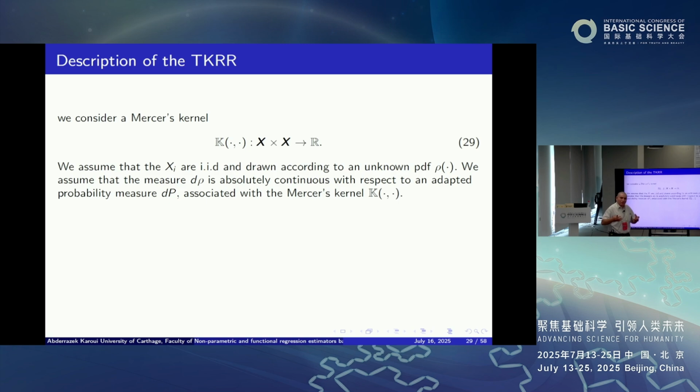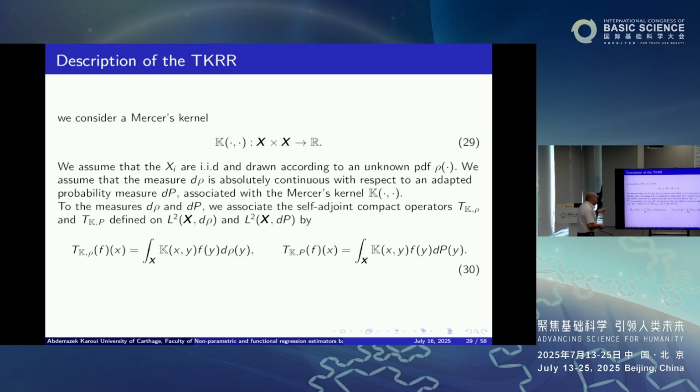So we have a partial explanation of this. The partial explanation is that we're going to use two measures. A measure associated with the kernel. What does it mean? With this measure we do know the behavior of the eigenvalues, how the eigenvalues decay. And the other is unknown. In practice, this is the case.